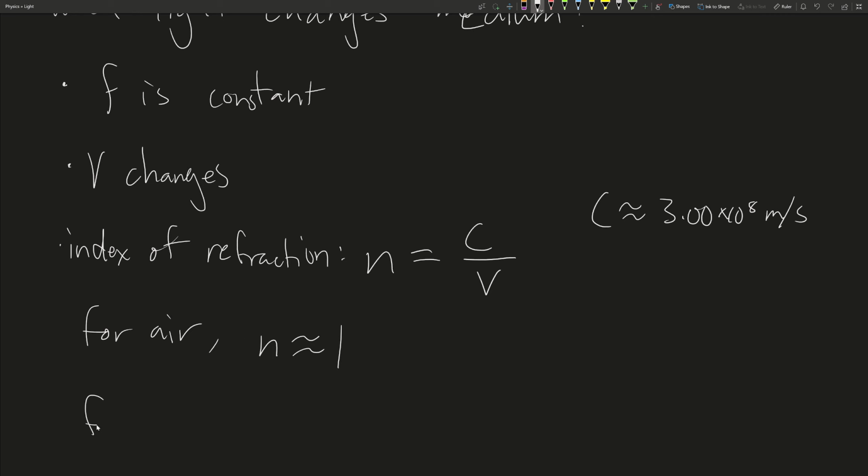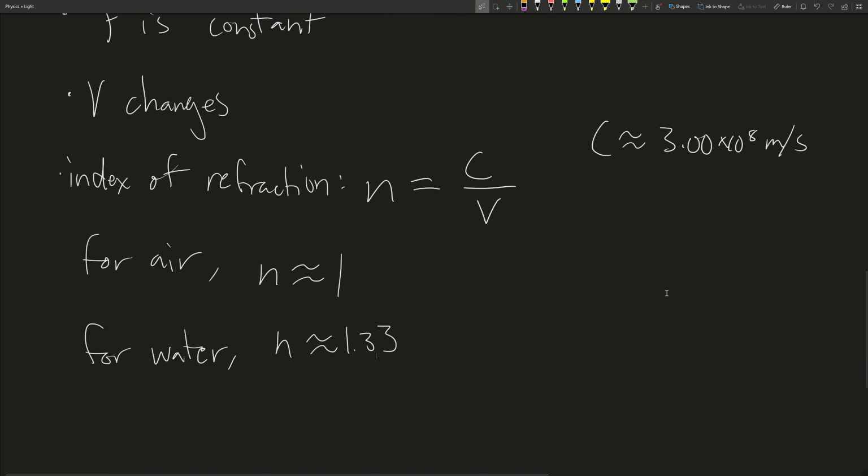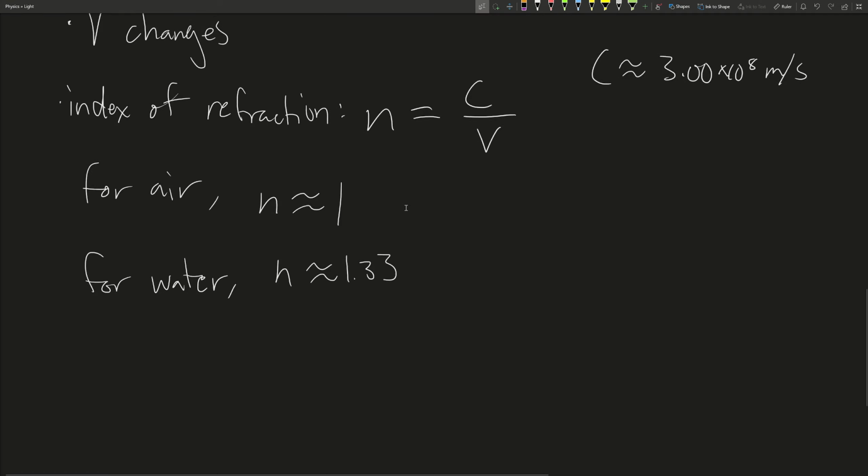But for water, n is about 1.33, and that just basically means that light travels 1.33 times slower in water than in a vacuum because you're dividing by 1.33 to get the velocity of light in water. And so this is the index of refraction. But then, since velocity is equal to frequency times wavelength, if velocity changes, then the frequency stays the same, so the wavelength also has to change.